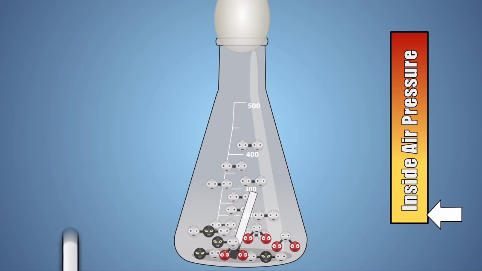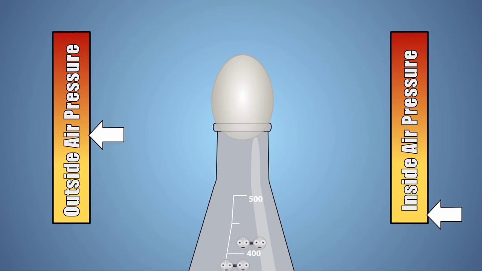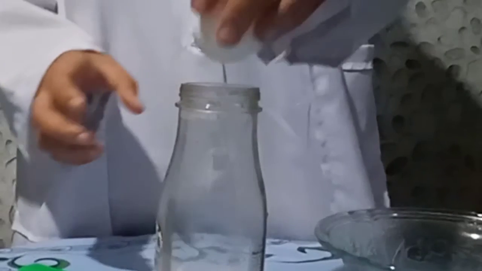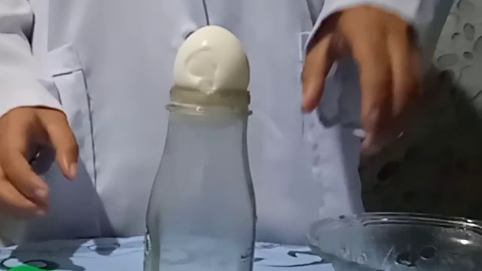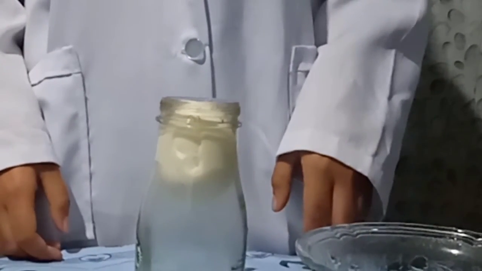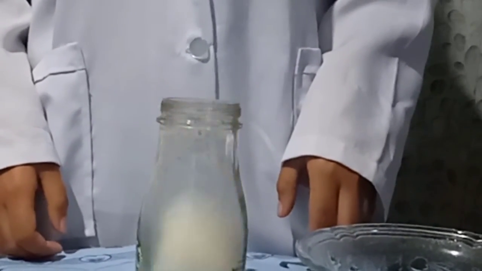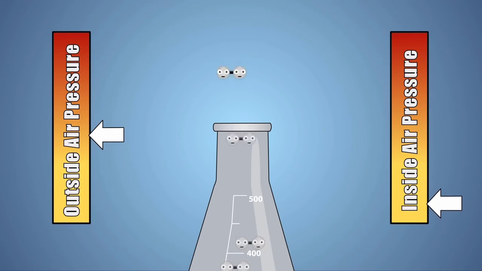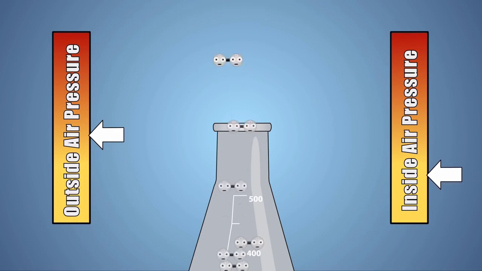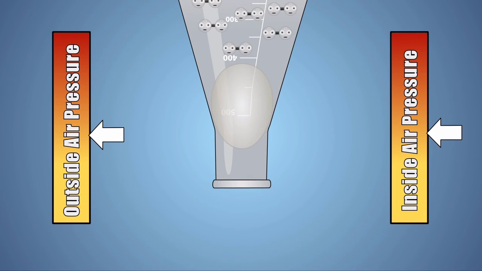Because the pressure outside the bottle is higher than inside our bottle, the outside pressure exerted on our egg is strong enough to gently push the egg through the small opening and into the bottle. Once the egg is in the bottle, nothing is preventing air from entering the bottle, and air rushes in, balancing the pressure inside and outside of the bottle.